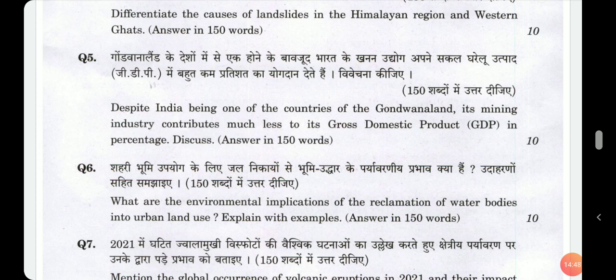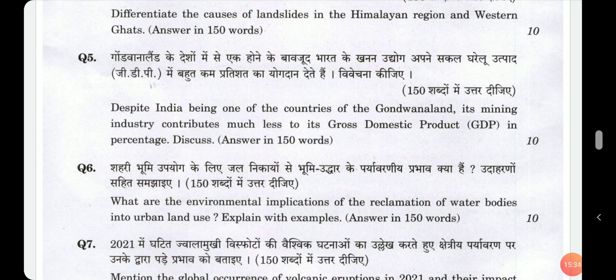Sixth question, what are the environmental implications of the reclamation of water bodies into urban land use? Explain with example. Land reclamation is the process of creating new land from the sea or water bodies. The simplest method of land reclamation involves simply filling the area with a large amount of heavy rock and or cement, and then filling with clay and soil until desired height is reached.